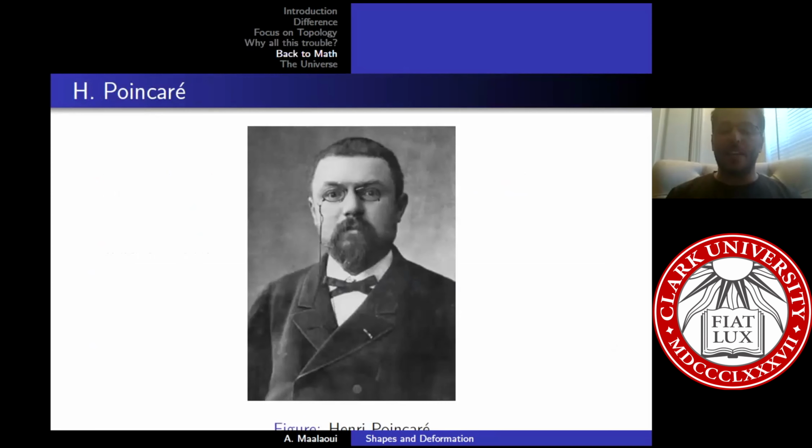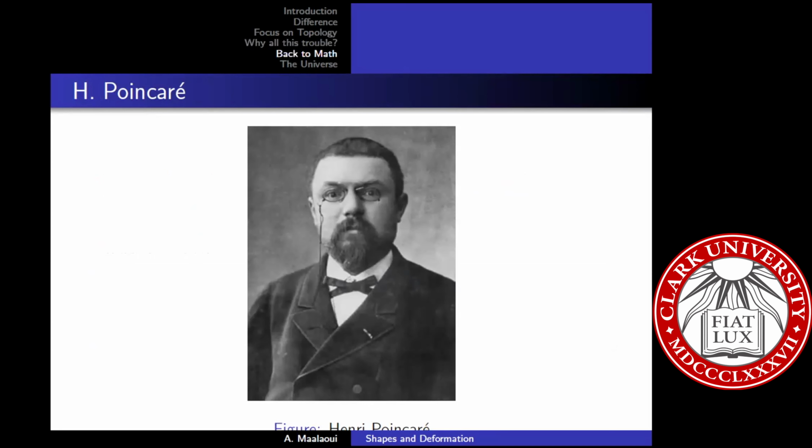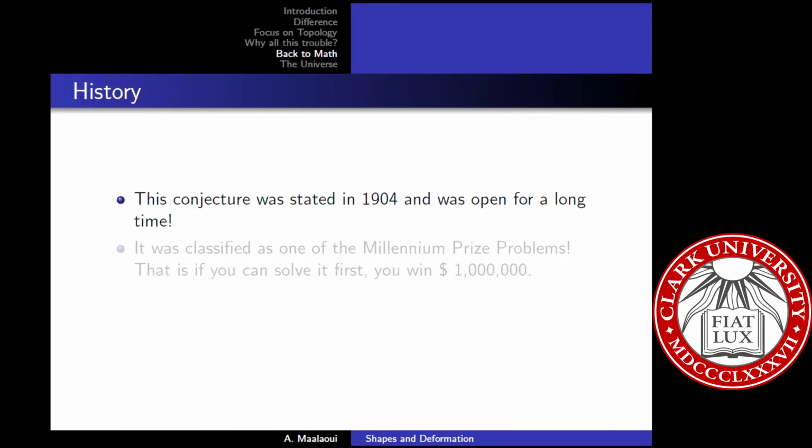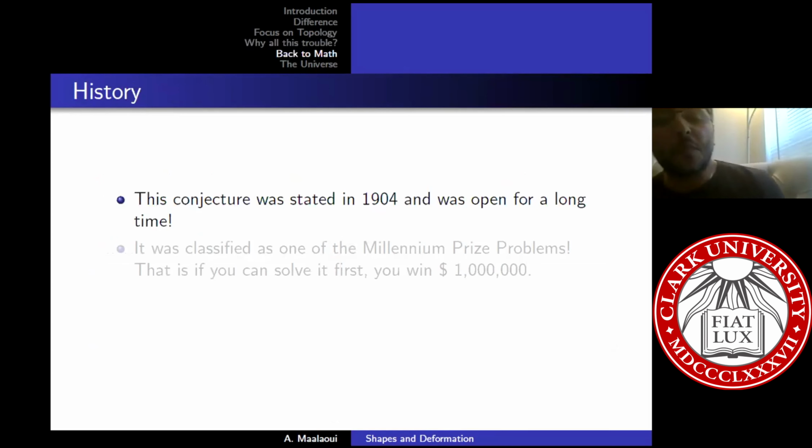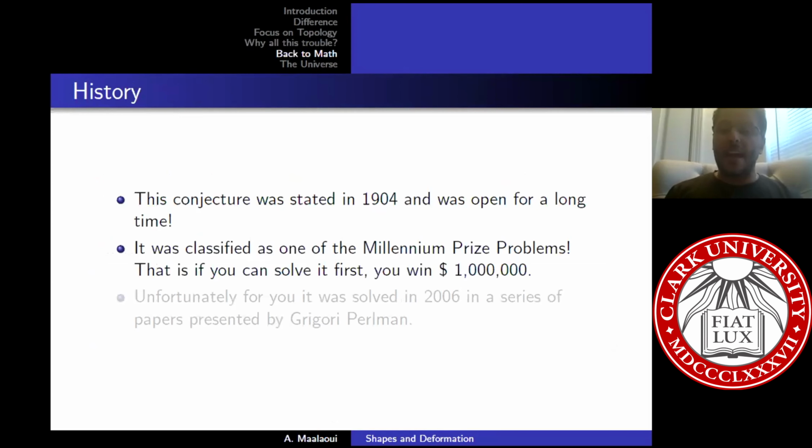This is the guy. He looks classy, Poincaré. And he's very smart, by the way, very smart. Okay, so let's go back to some history here. This conjecture was stated in 1904 and was open for a long time. It was classified as one of the Millennium Prize problems. That is, if you can solve it first, you will win $1 million. So that's an easy way to get money for people who want to major in math. Here is your way to being rich.